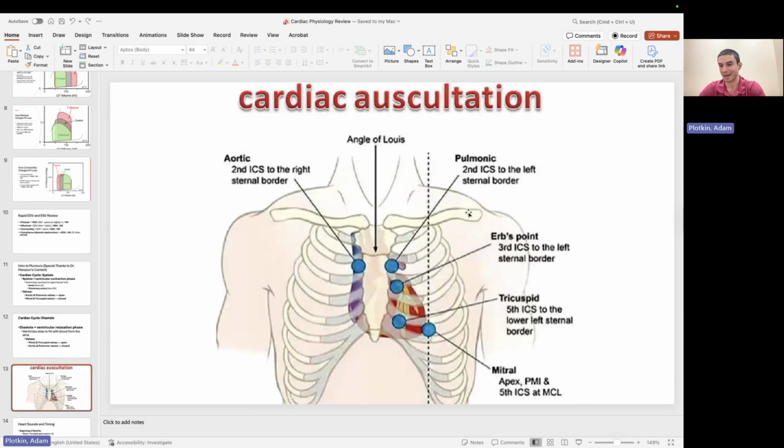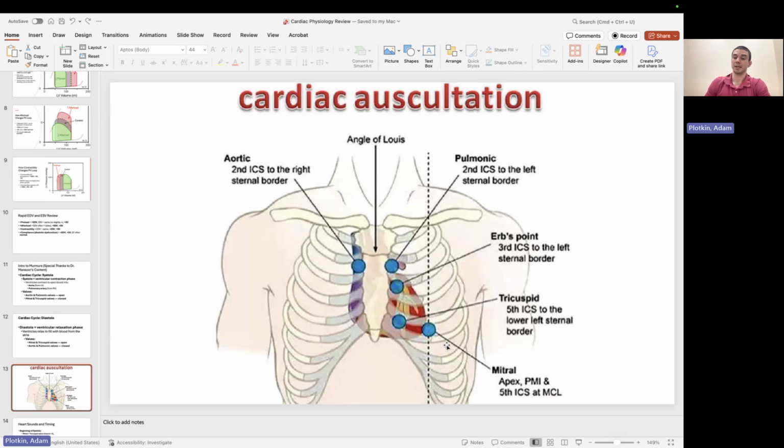And then here are those cardiac auscultation spots that we already talked about. So aortic, best appreciated at the right upper sternal border, second intercostal space. Pulmonic, left upper sternal border, second intercostal space. Tricuspid, fifth intercostal space, lower left sternal border, and mitral is your apex, or the fifth intercostal space, mid-clavicular line.